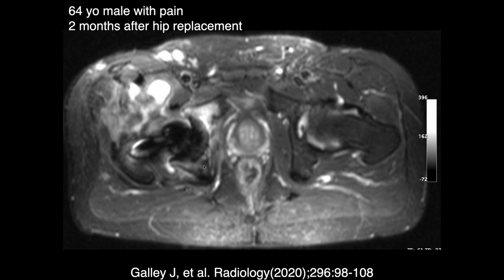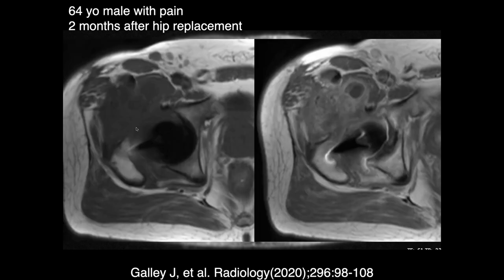And then here, on the STIR images, we can see that corresponds to fluid, a large fluid collection within the right adductor and anterior thigh musculature, with some intermediate signal intensity. This could be metallosis or ALVAL. Well, with metallosis, you should get larger areas with more signal loss due to the susceptibility. So this would probably be more consistent with ALVAL.